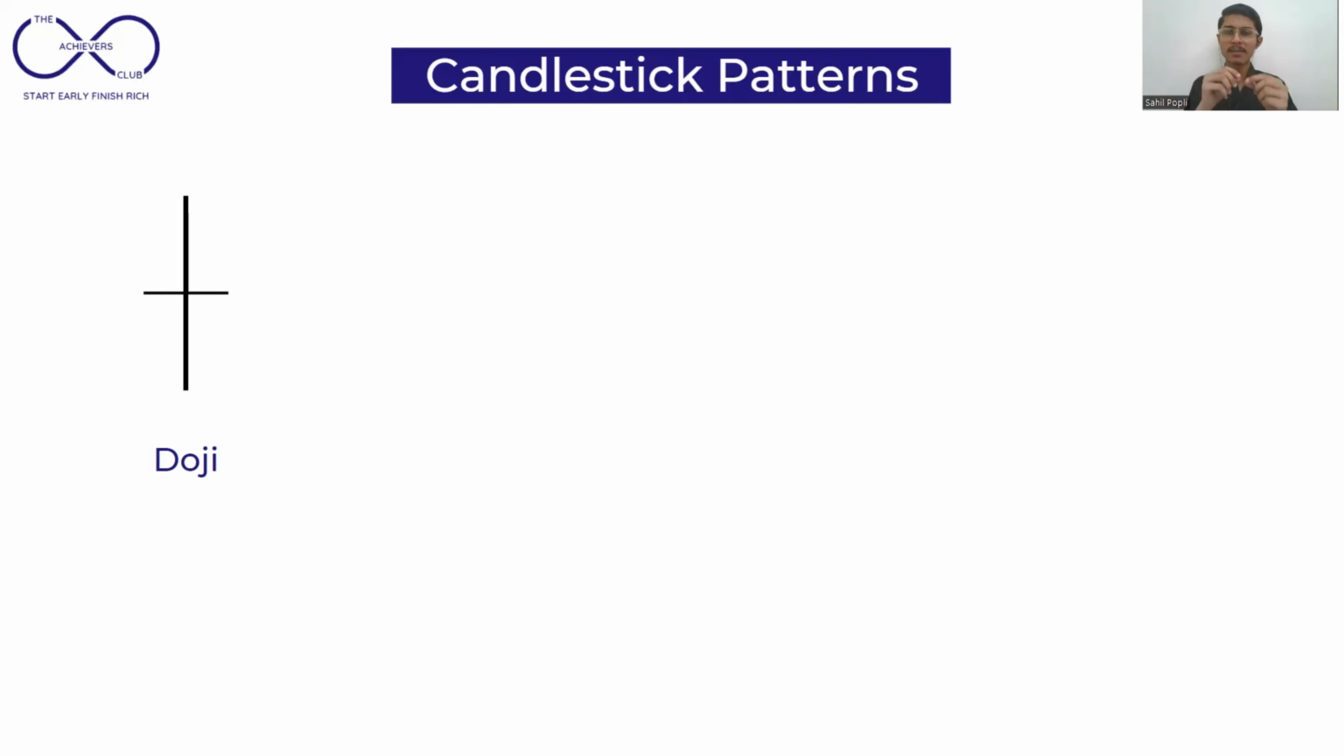Similarly, after a downtrend, if a doji comes and after the doji we get a green candle, then we have got the confirmation that the downtrend has come to an end, and from this point an uptrend can take place. So this is all about doji, a short glimpse.